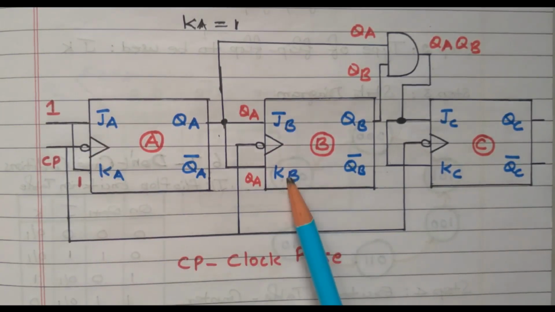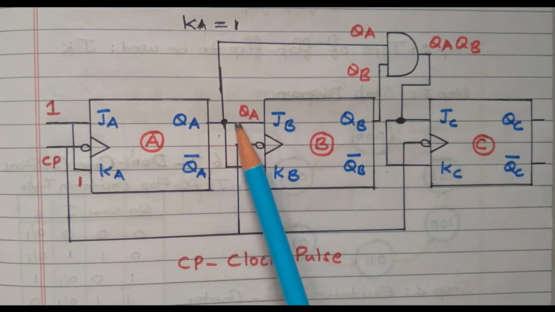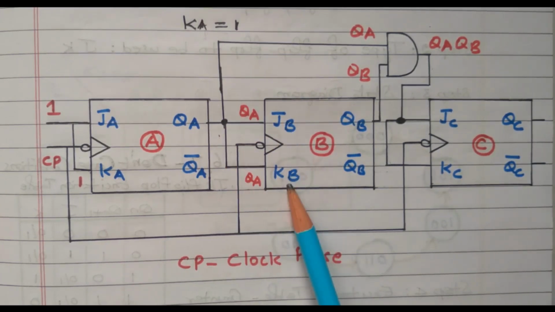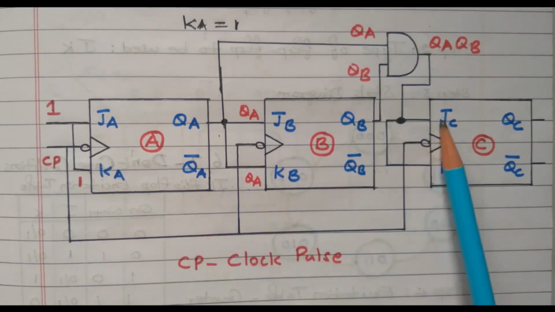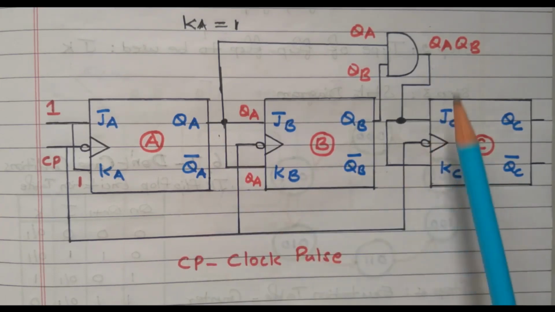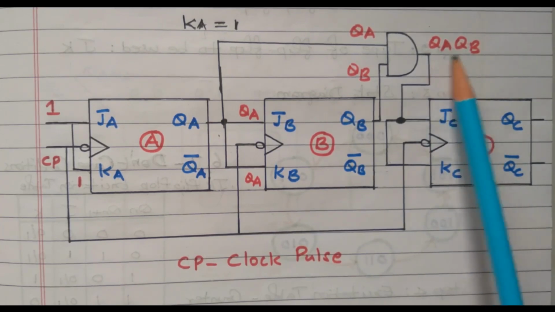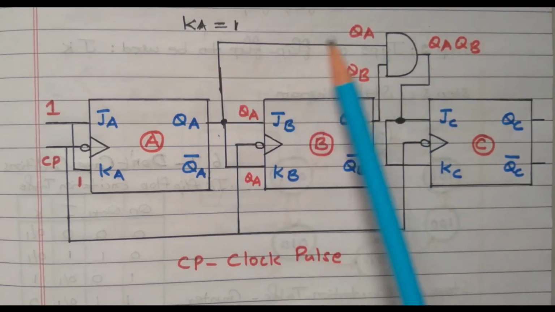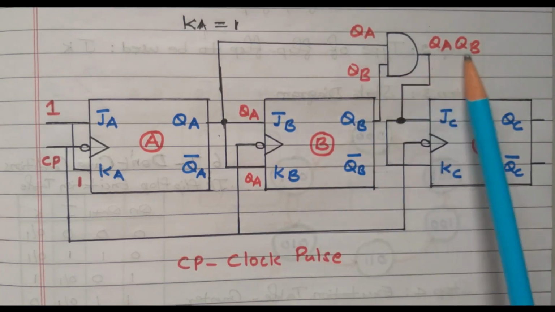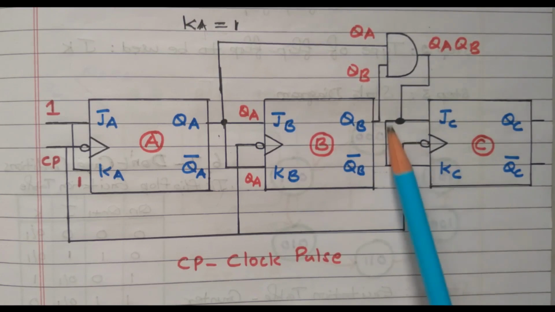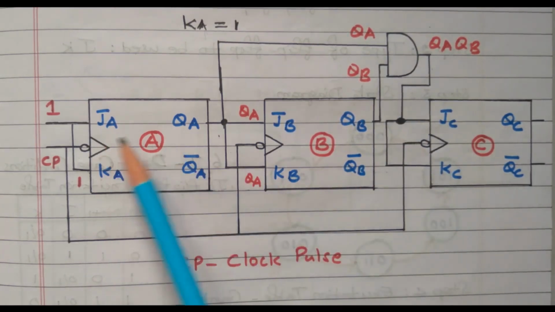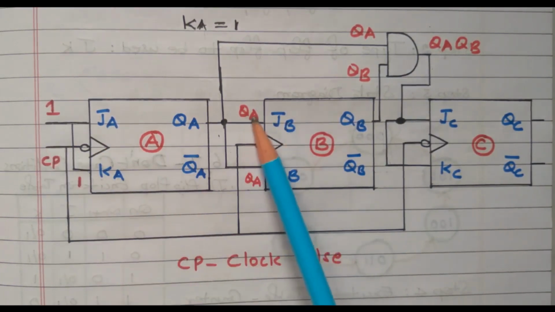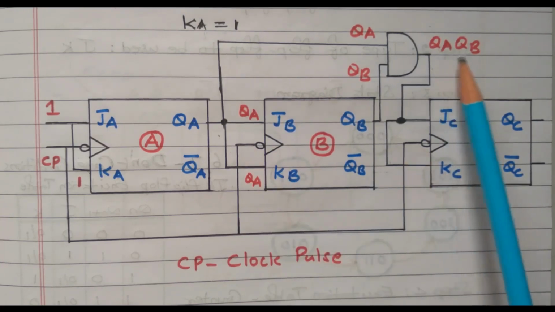What is the input for JB and KB? That is QA. Here QA is available and directly connected to JB, and a tapping is taken and connected to KB also. So the JB and KB value is QA. What about JC and KC? Both are QA and QB. We need to multiply QA and QB, so we are using one AND gate. Both are connected, and the AND gate multiplies QA and QB. The output of this AND gate is given to JC as well as KC. So all 6 inputs are given. JA and KA is 1, JB and KB is QA, JC and KC is QA into QB.